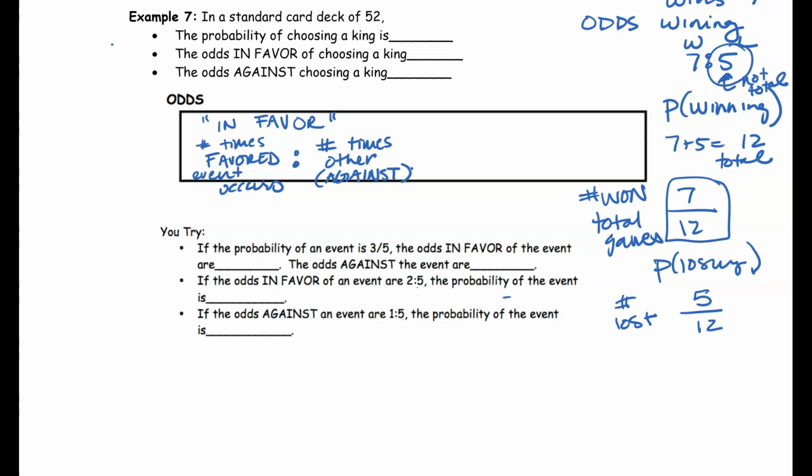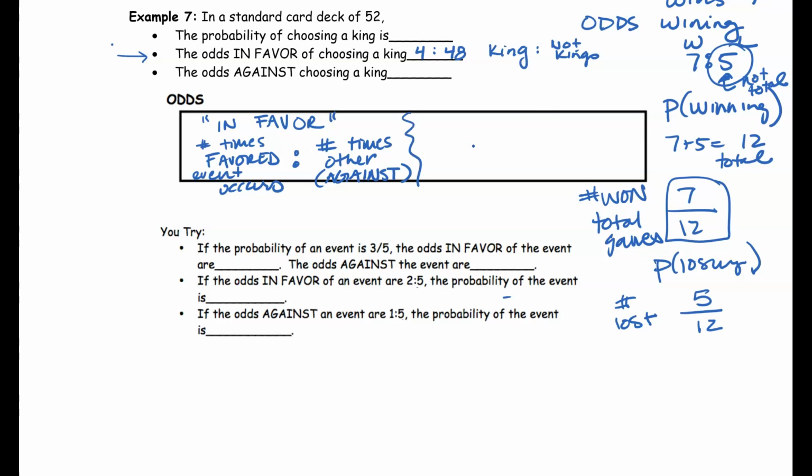So for example, and I'll actually come up with example 7. Let's work through this example while we fill in this box. So if we have a standard card deck of 52 cards, let's actually do the second bullet first. So the odds in favor of choosing a king mean we're going to find the number of kings first in the deck, and then the second number is going to be the number of cards that are not kings. So there are 4 kings in a deck of cards, and then the 48 other cards are not kings. So we say the odds in favor of choosing a king are 4 and 48. Okay, so that's in favor.